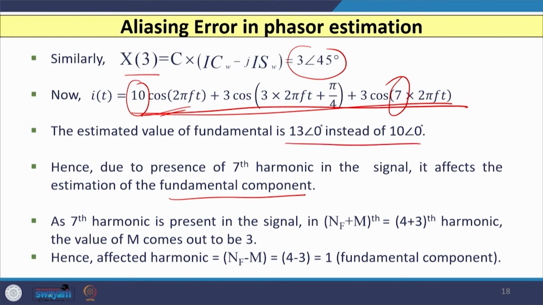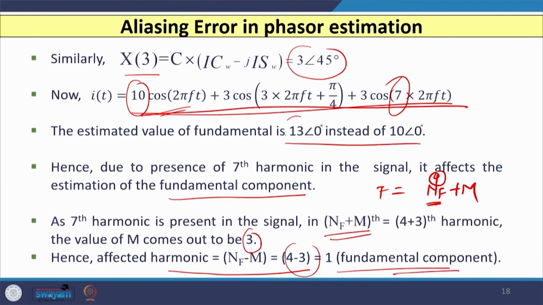As the 7th harmonic is present in the signal, 7 is equal to NF plus M, where NF is 4. So M comes out to be 3. Hence the affected harmonic, that is NF minus M, 4 minus 3, is the fundamental, and we have observed that we obtain a 13 angle 0 phasor value of the fundamental instead of 10 angle 0.